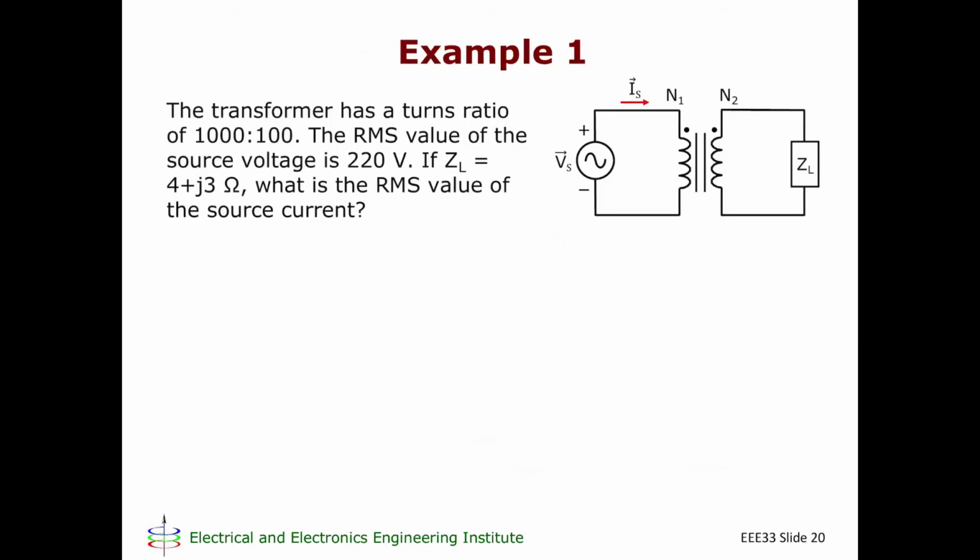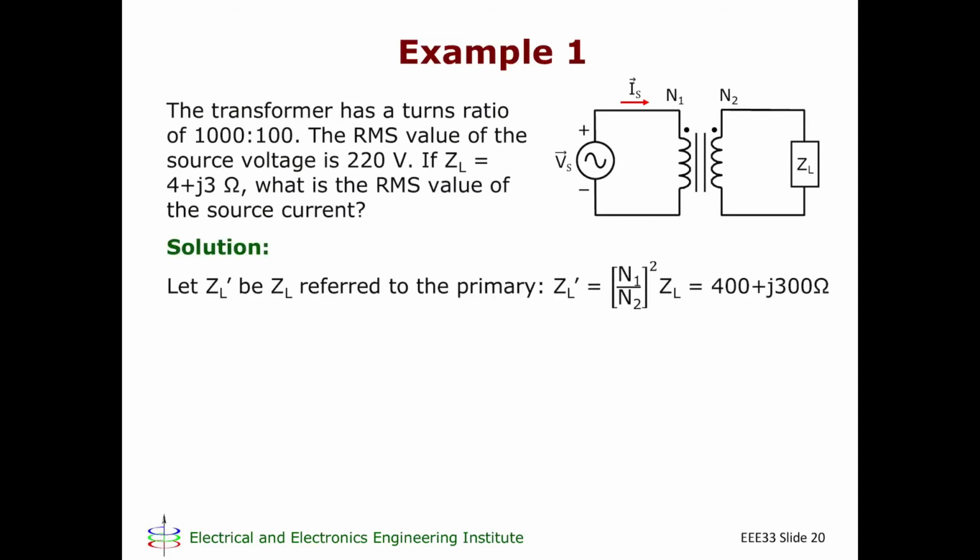So let's show an example of how this can be used. I have a transformer with a turns ratio of 1000:100. I have a source whose RMS value is equal to 220 volts. If Z of L is 4 plus j3 ohms, so this is Z of L, what is the RMS value of the source current? So my solution, I will refer Z of L to the primary, and I will call it ZL prime. ZL prime will just be N1 over N2 squared multiplied by Z of L. N1 over N2 is 10, so I will have 100 times Z of L, or 400 plus j300. So this is now my equivalent circuit.